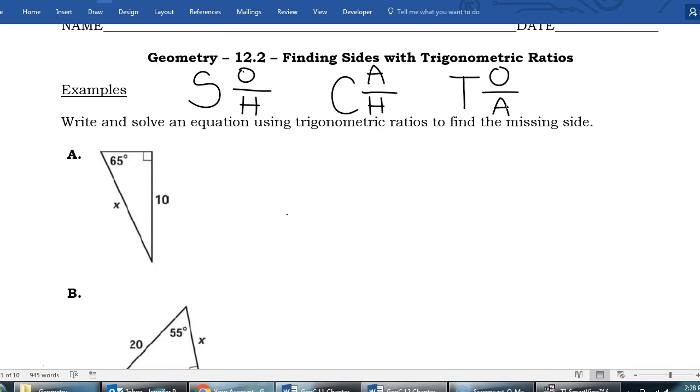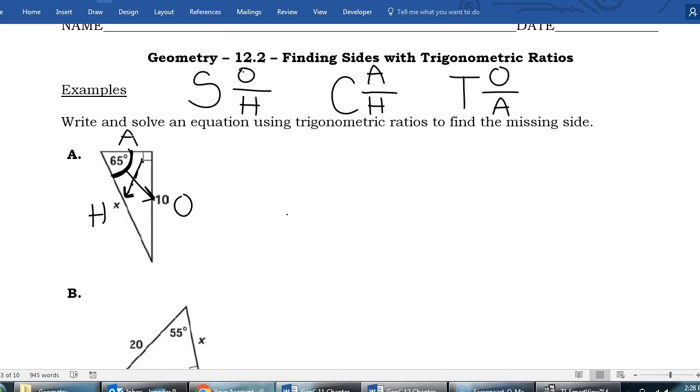The first thing I want to do on this example is label my opposite, my adjacent, and my hypotenuse. I like to label the hypotenuse first. Remember, the right angle always points at the hypotenuse. Whatever angle we have marked is going to help us determine our opposite and our adjacent. We label the opposite from that angle, and then the adjacent is the closest one to that angle.